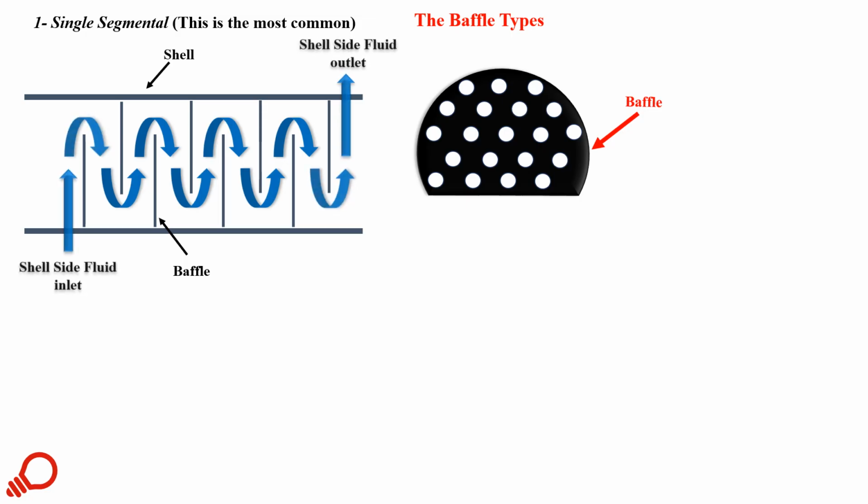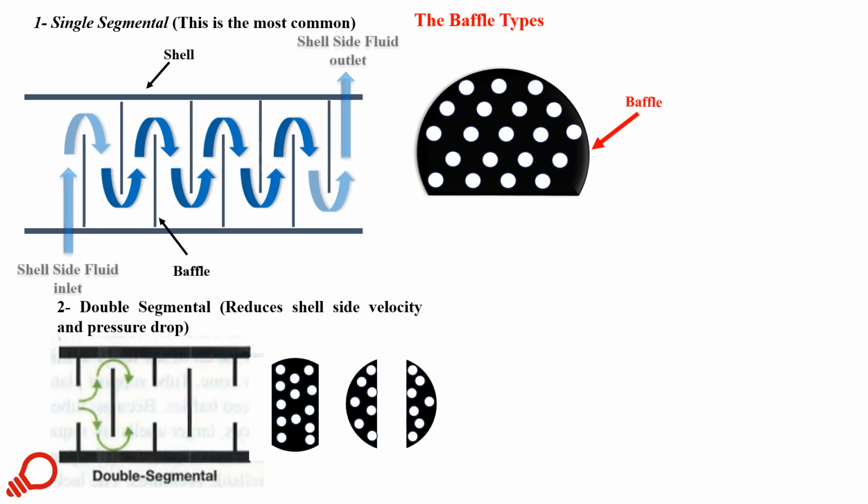And these baffles can be made of a plate with a specified thickness. Of course, these thicknesses of baffles, of the tube sheet and tubes usually are controlled by the TEMA standard. And these baffles have a circular shape with a cut, and the common cut is around 25% of the inner diameter of the shell. The second type is the double segmental type.